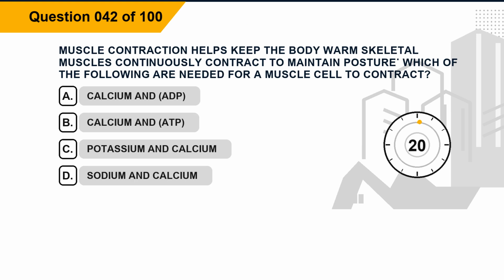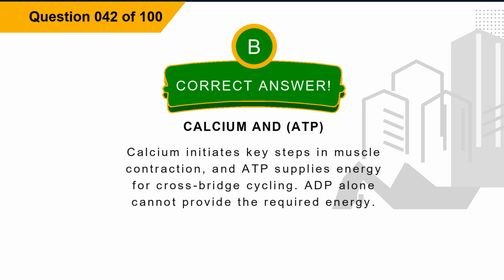Question 42. Muscle contraction helps keep the body warm. Skeletal muscles continuously contract to maintain posture. Which of the following are needed for a muscle cell to contract? Option A, calcium and ADP. Option B, calcium and ADP. Option C, potassium and calcium. Option D, sodium and calcium. The correct answer is option B, calcium and ADP. Explanation. Calcium initiates key steps in muscle contraction, and ADP supplies energy for cross-bridge cycling. ADP alone cannot provide the required energy.